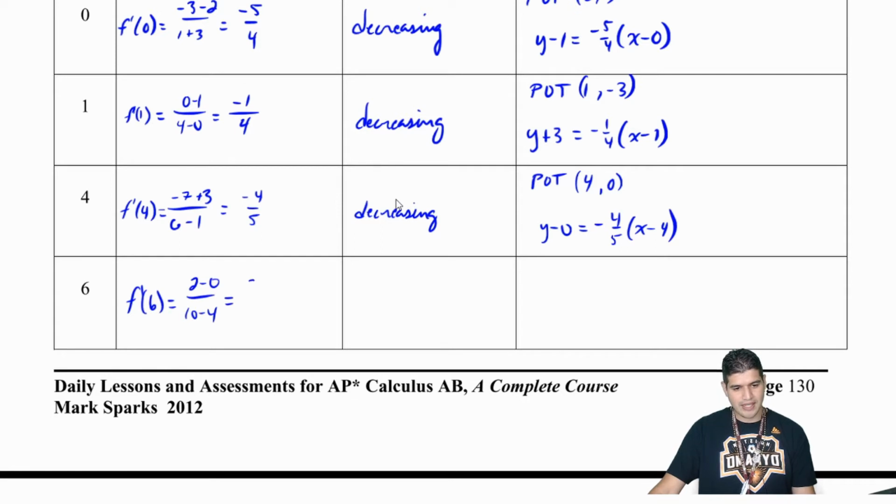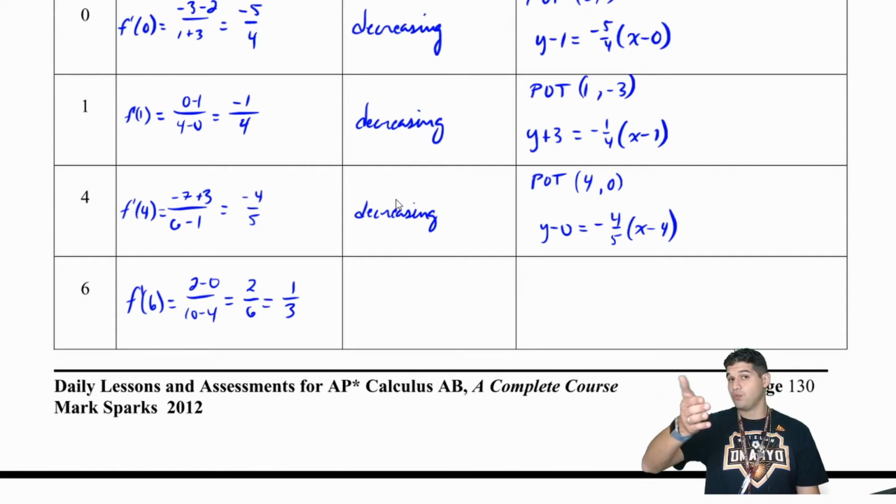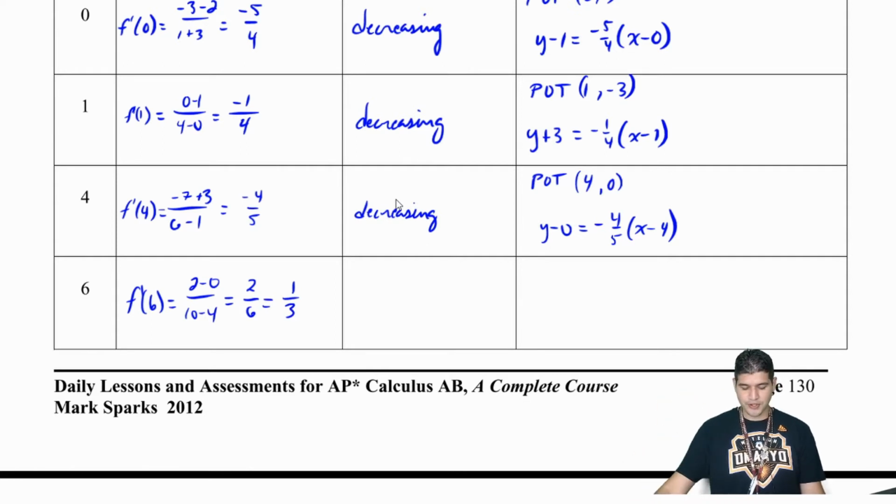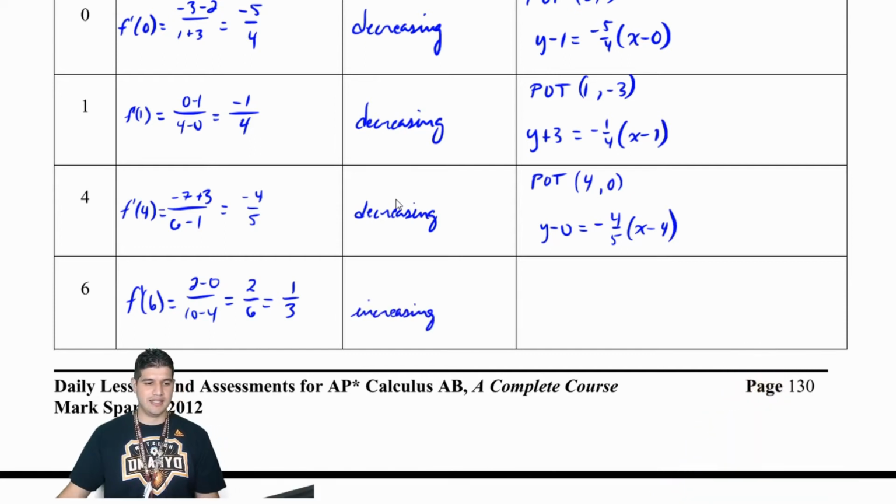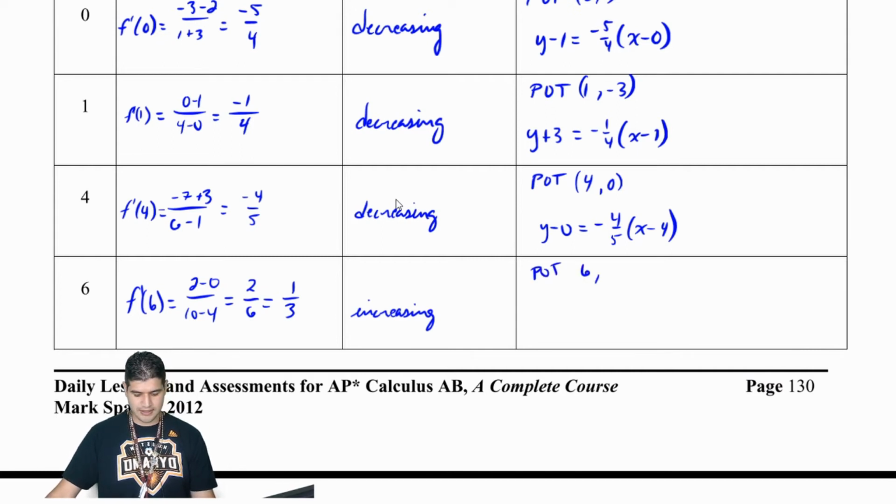Well, what do I get with that? I get 2 over 6, and that can simplify to be 1/3. All right, so positive 1/3, what I notice is that that's increasing. So what is the point of tangency here? Well, my point of tangency here is going to be (6, -7). We're going to use those points to write my function.